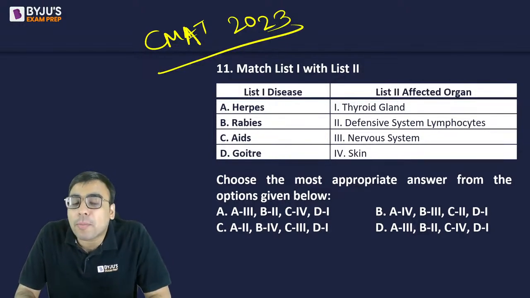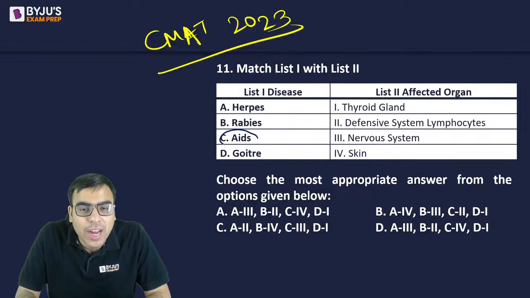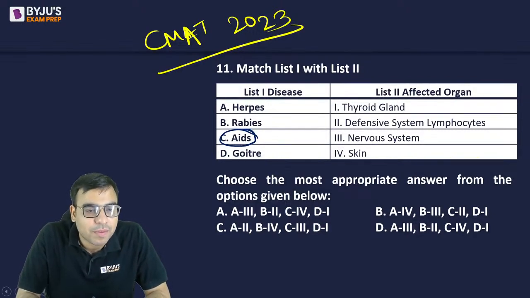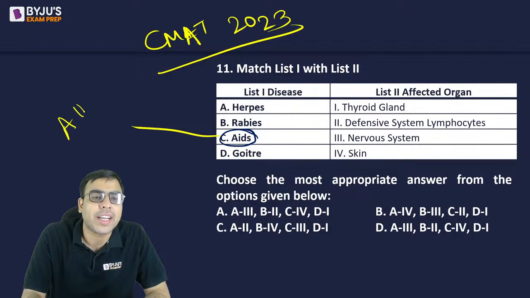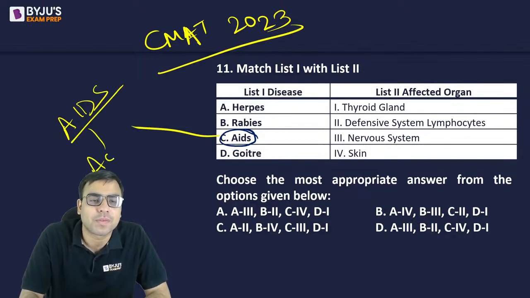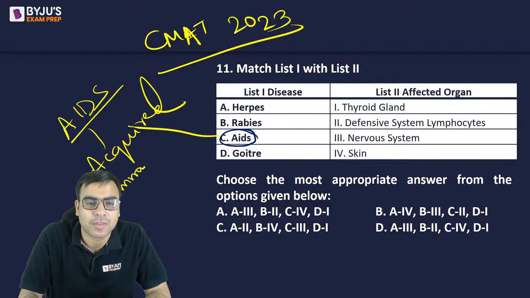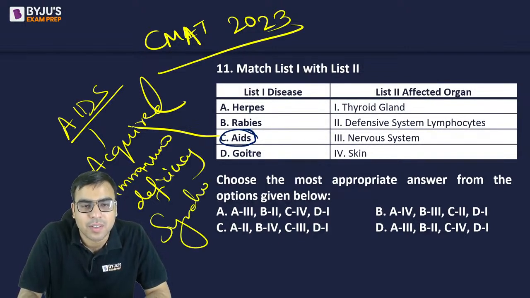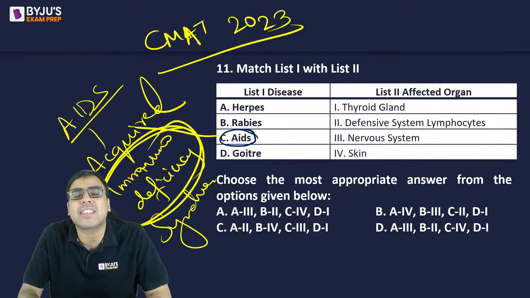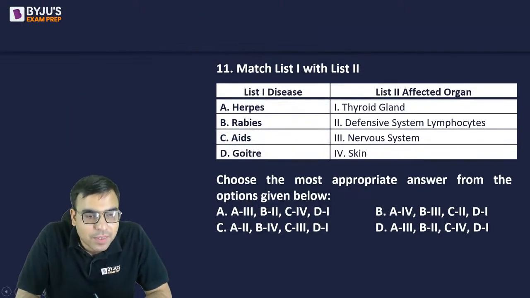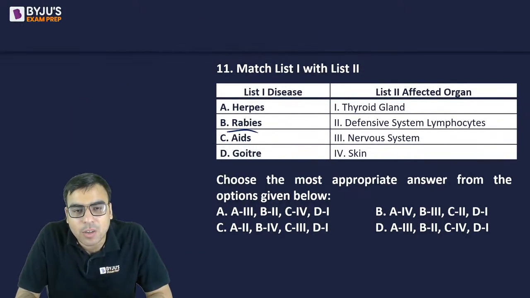देखो कुछ चीजें तो आपको पता होना चाहिए. So AIDS is acquired immunodeficiency syndrome. Okay, so immunodeficiency means it weakens the defense system of the body, right? So अब पहचानो. So C का कहाँ होगा?